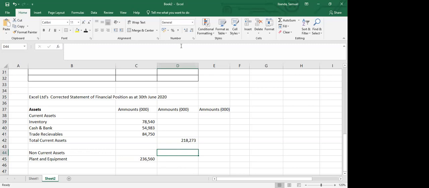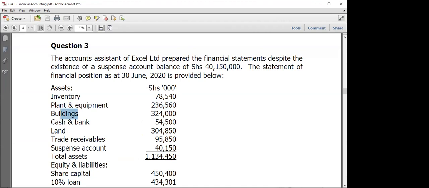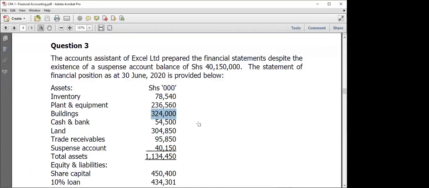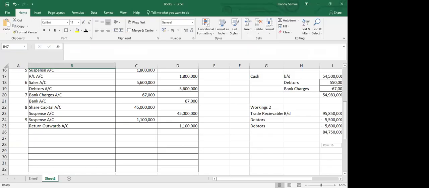Now we move to see what else we have under our assets. When you look at the question very well, we have land, and then we have building. So let's start with building. Building, when you look at the question, has a value that they have given us, which is how much? 324,000. Now, when you come to here, I'll add another working.